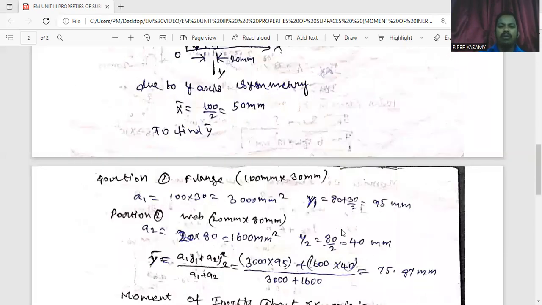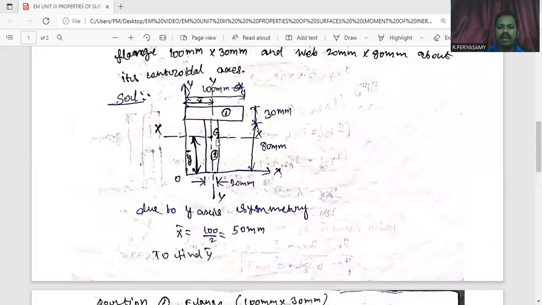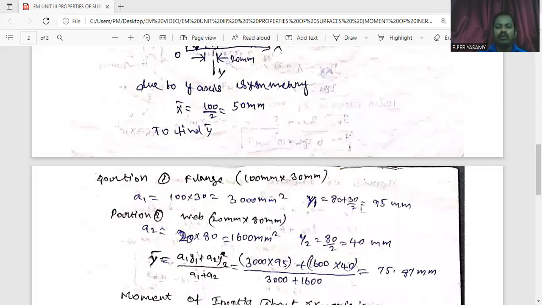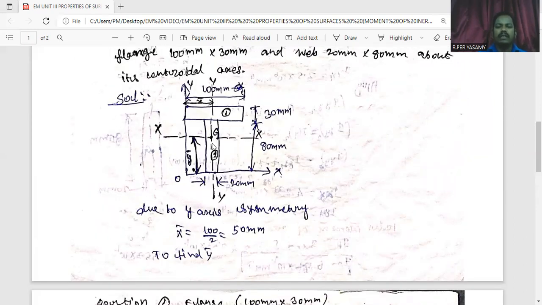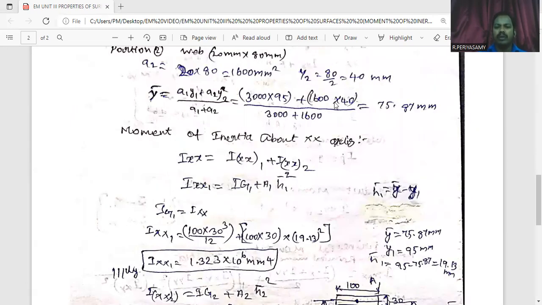The same way, we have to find the second component. The second component area is denoted A2. The second component is also like a rectangle. Its length is 20 mm and its breadth is 80 mm. So we know the formula for the area of a rectangle, length into breadth, here 20 into 80. So finally A2 is equal to 1600 mm square. Next we find the maximum vertical distance of the second component, denoted Y2. Its vertical distance is 80 mm, so 80 divided by 2 means Y2 equals 40 mm.